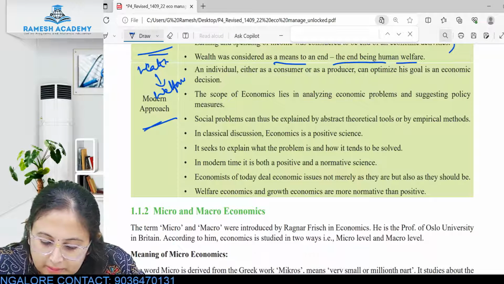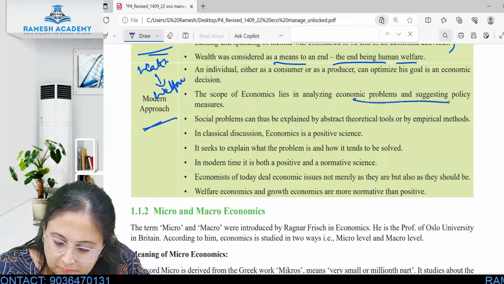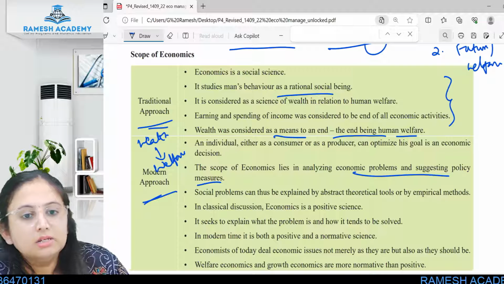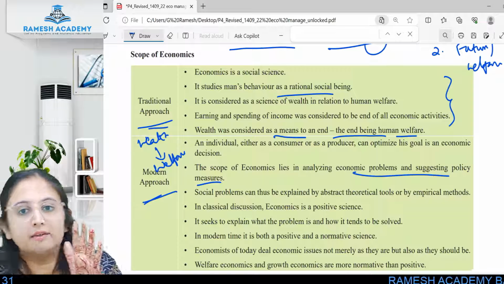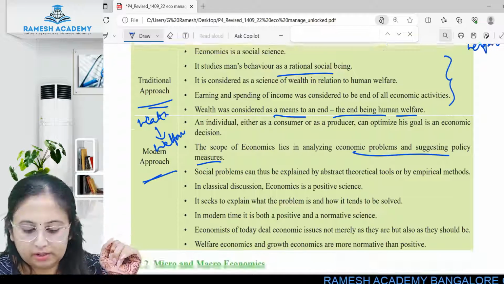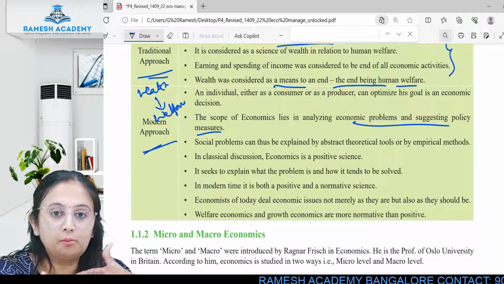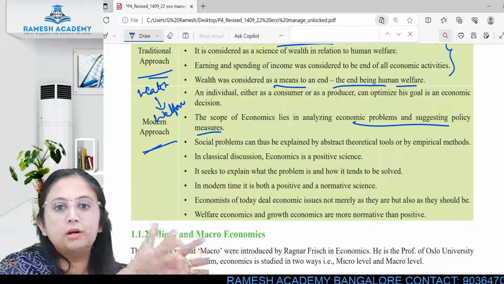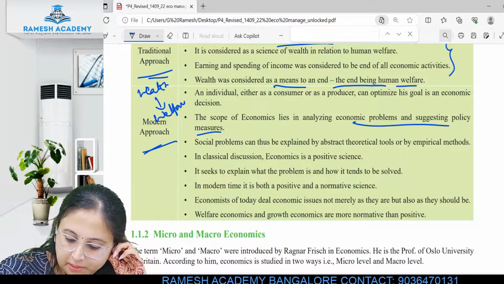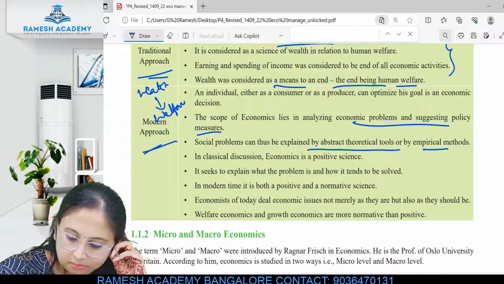The scope of economics lies in analyzing economic problems and suggesting policy measures. See, these suggestions you did not come across in the traditional approach. You can understand the scope of economics from two approaches, the older one that is traditional, and now the modern. In the modern approach, you are understanding and analyzing a problem and trying to move towards a proper solution. So social problems can be explained by abstract theoretical tools or by empirical methods.